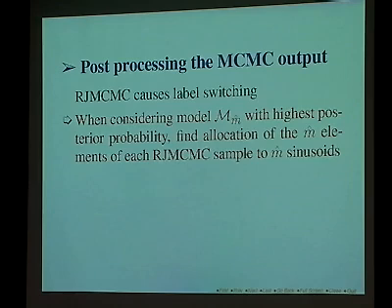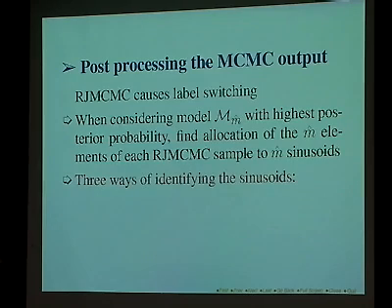So what I usually do is I consider one model after the MCMC output has been generated. I consider the model with the highest posterior probability. I will show this in an example later. And then find the allocation of the M elements of each reversible jump sample to the M sinusoids. So when I consider just model M hat, then I have for each MCMC output sample exactly M hat samples for the individual sinusoids.